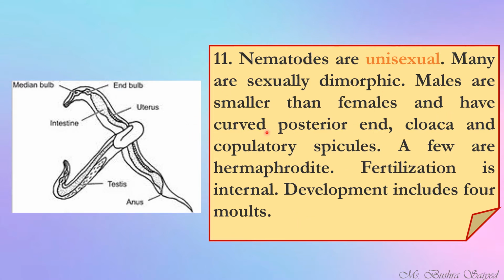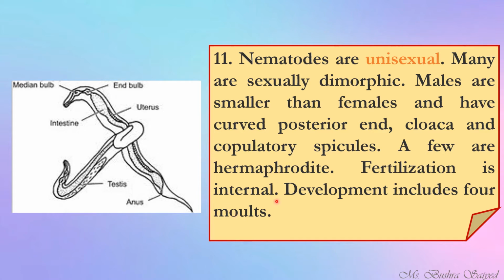So here males are smaller than females. Okay, that is a major sexual dimorphism. The different points of sexual dimorphism are also asked in the exam. So cloaca and copulatory spicules are present in males. Few of them are hermaphrodites.